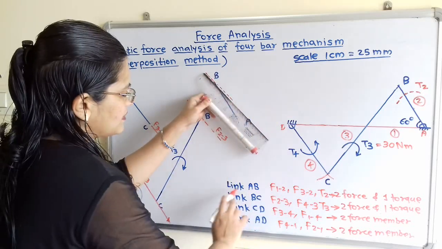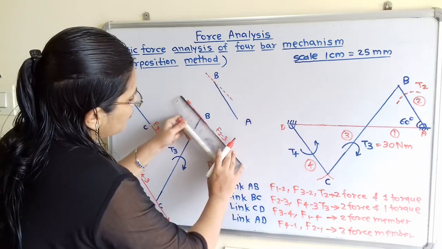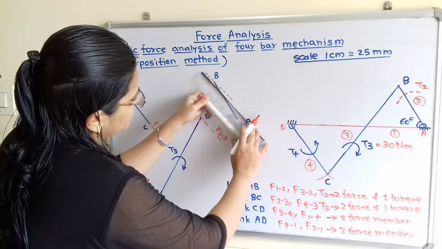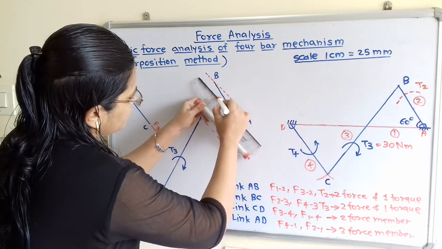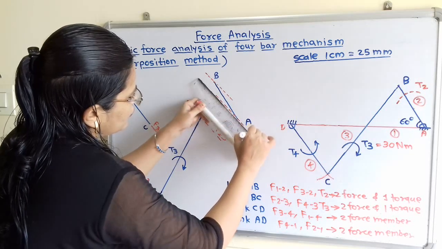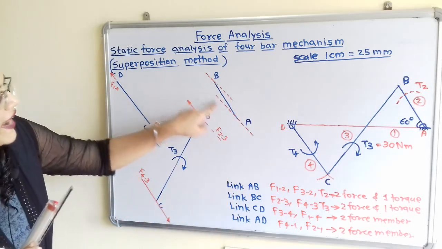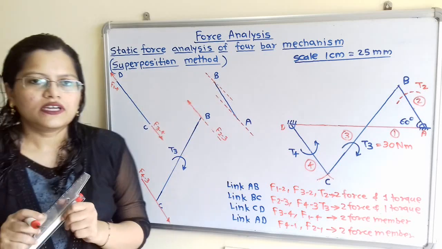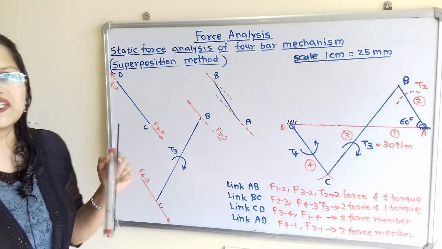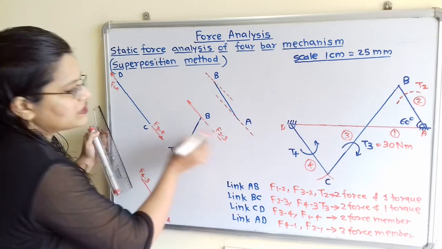And now this link AB is a two force and one torque member. So we have to draw a parallel line here. For the two force and one torque member, the lines of action of the forces are parallel to each other. Now this torque T2 is there, but we don't know its direction as well as magnitude. But now we know the direction of force F of 2 to 3.